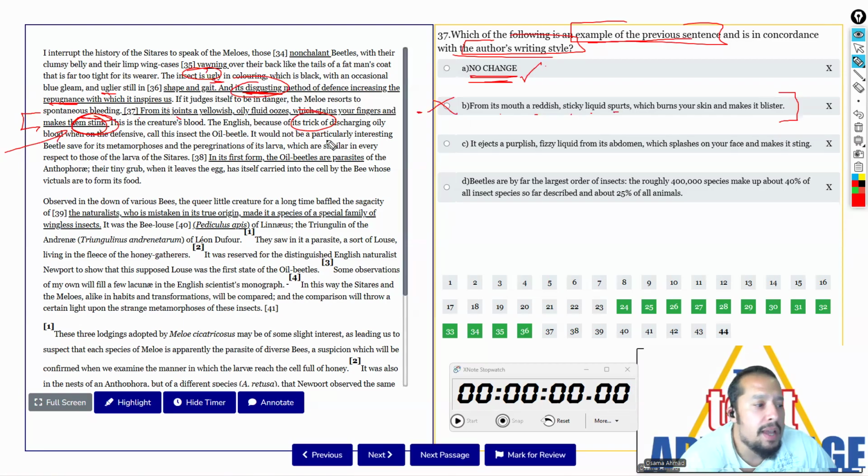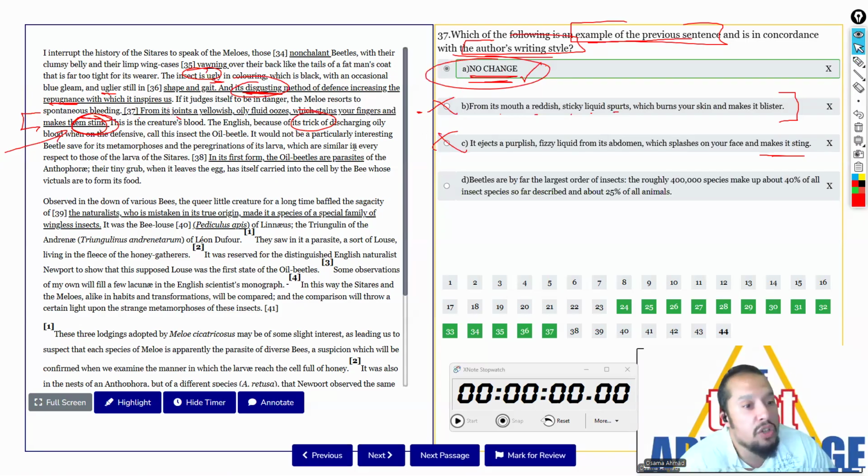The problem with answer B is it might be an example, but it doesn't follow the style, right? And even here, the word choice isn't right. The only one that matches the style is answer A, and it's logical. It's bleeding. An insect can normally have yellow blood, not like us, not like a human being.